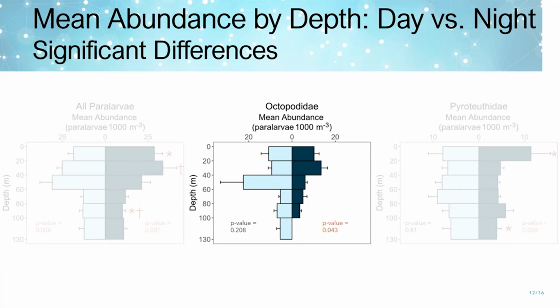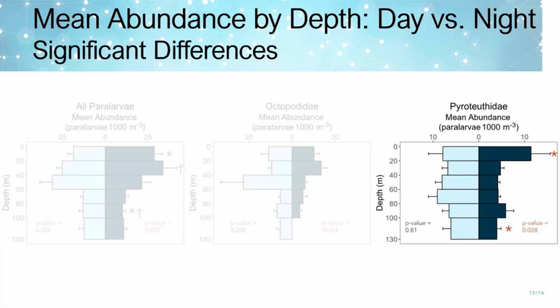Moving on to Octopodidae, only the depth bins at night had significantly different mean abundances, but the Dunn's test with p-value correction didn't identify any pairs of bins with significantly different abundance. And lastly, for Pyroteuthidae, again, at night there were significant differences in abundance, and the Dunn's test identified 1 pair of depth bins. The 0 to 20 meter bin had significantly higher mean abundance than the 100 to 130 meter depth bin.